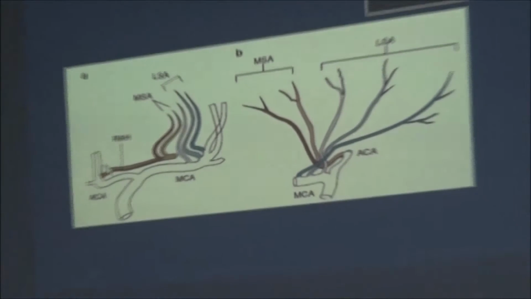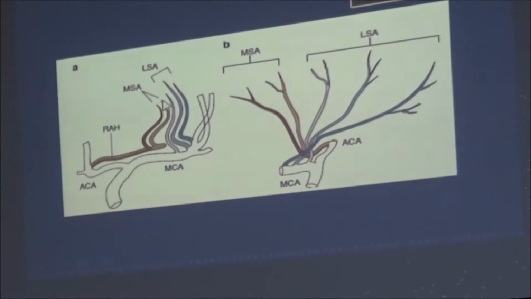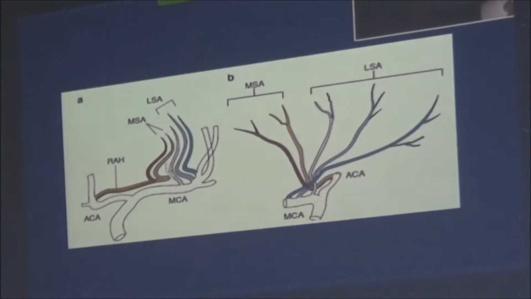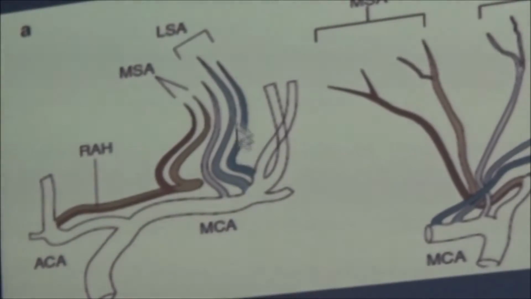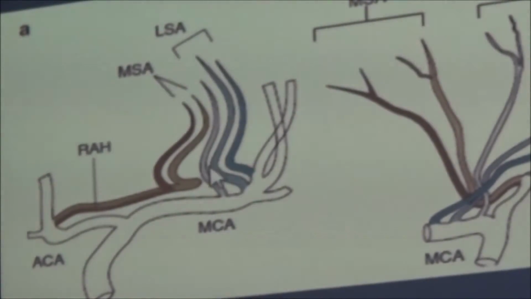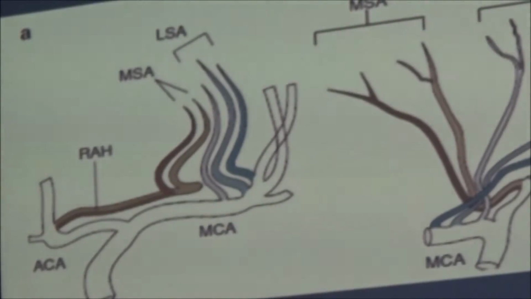So again, the recurrent artery of Heubner coming here at the A1, A2 junction and giving us the central medial arteries, the lenticulostriates, the medial, intermediate and lateral ones. And you can see that the more medial an artery is, the shorter it is in order to reach its distance.